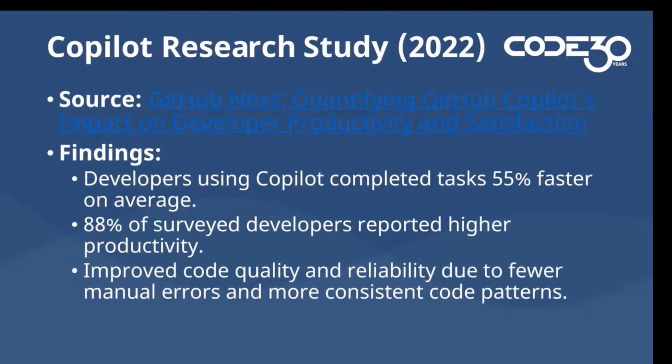The Copilot research study from 2022 found that developers using Copilot completed tasks 55% faster, and that 88% of the surveyed developers reported higher productivity, which led to improved code quality and reliability due to fewer manual errors. I think this is an interesting study. One of the things that occurred to me when I was looking at this was that if 88% of surveyed developers reported higher productivity, what was wrong with the other 12% that did not report any higher productivity?